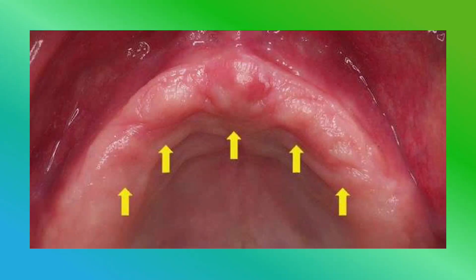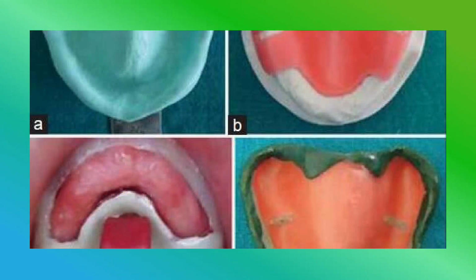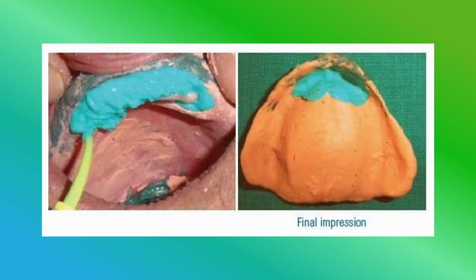When the tissues are inflamed and flabby, as shown here, we use the window technique and use either light body or impression plaster for recording the impressions.